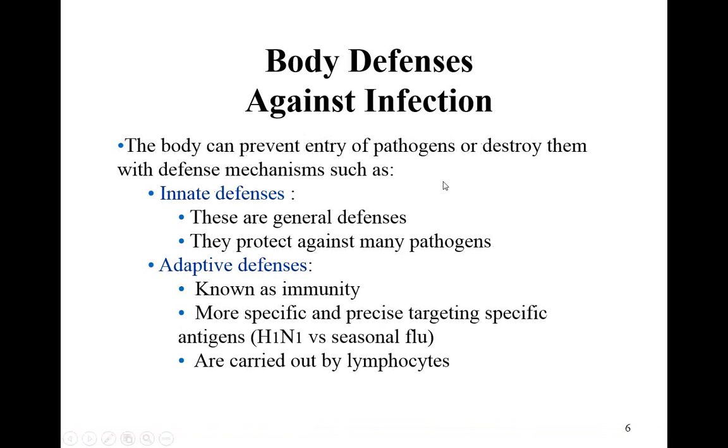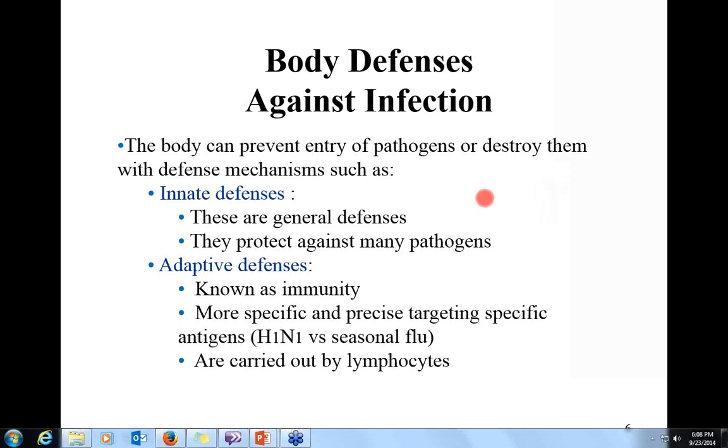We have two systems to destroy pathogens. One of them is innate, and these are just general defenses. They try to keep out and destroy as many pathogens as possible. They don't particularly recognize anything other than foreign matter.